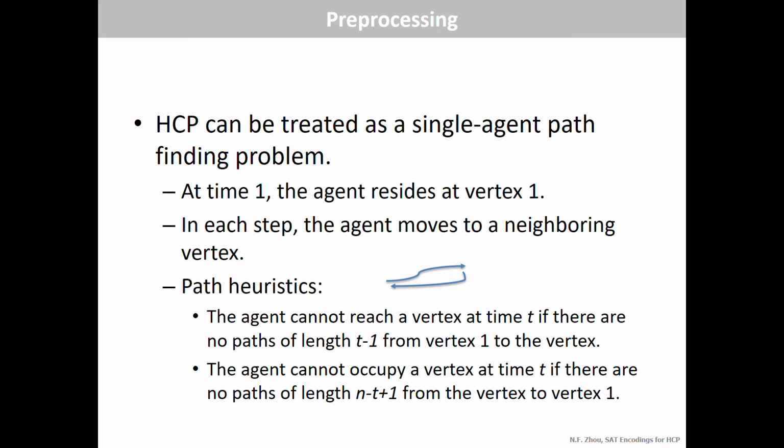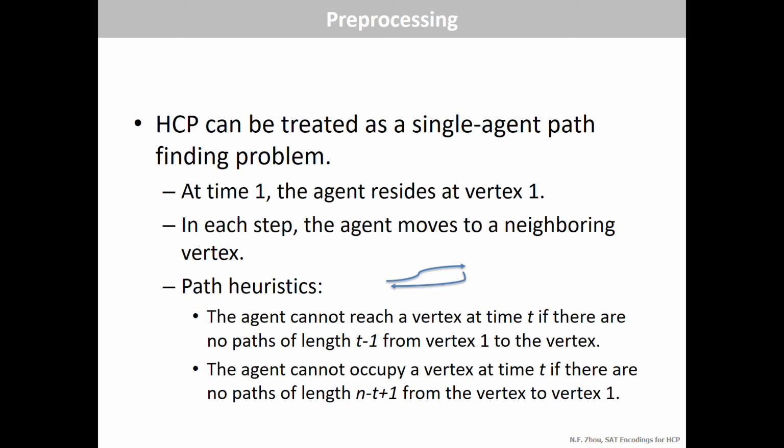So we can treat HCP as a single agent pathfinding problem. At time 1, the agent resides at vertex 1. In each step, the agent moves to a neighboring vertex. We can use path constraint heuristics. Basically, at time 1, the agent is at vertex 1, and at time n plus 1, the agent must be back at vertex 1.